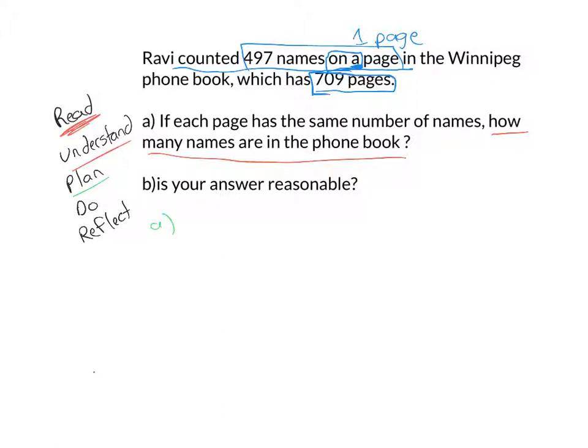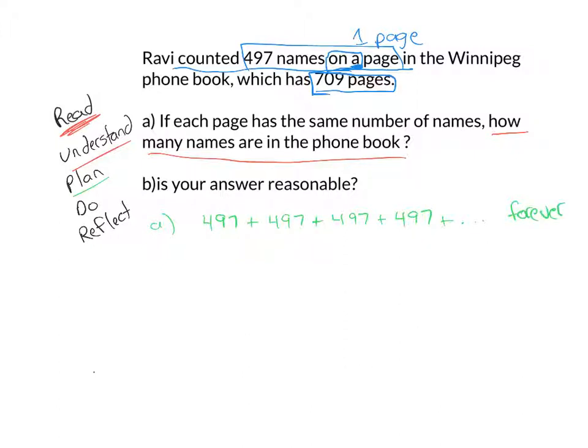Well, if there are 497 names on one page, and there are 709 pages, I could do 497 and just add it over and over again, 709 times. But that would take forever, and I'm not so thrilled about solving it that way.